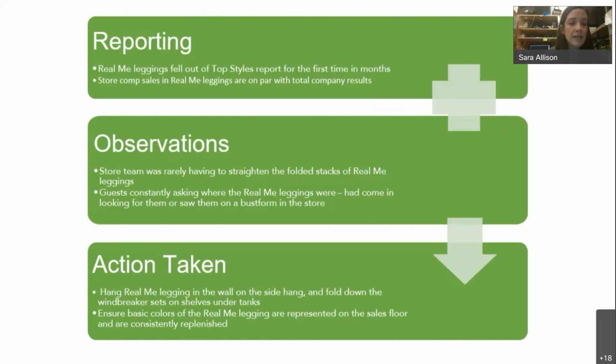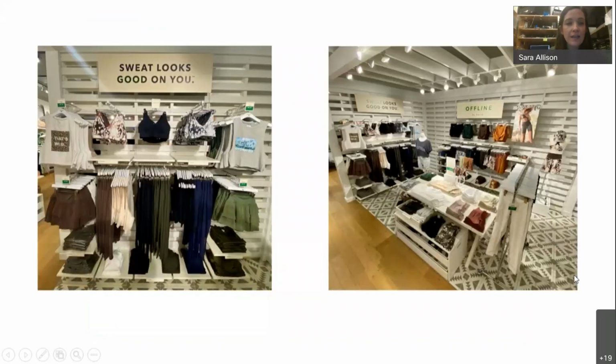And we really wanted to take time to ensure all the basic colors of the Real Me leggings were represented on the sales floor and were being consistently replenished, because sometimes if it's all fashion, that's not what everyone's looking for. So we wanted to make sure that there was something for everyone. So what did this look like in the end? Here's what our corner of offline ended up looking like. So not a huge change, right? It's literally just flipping two things, folding something and hanging something else.